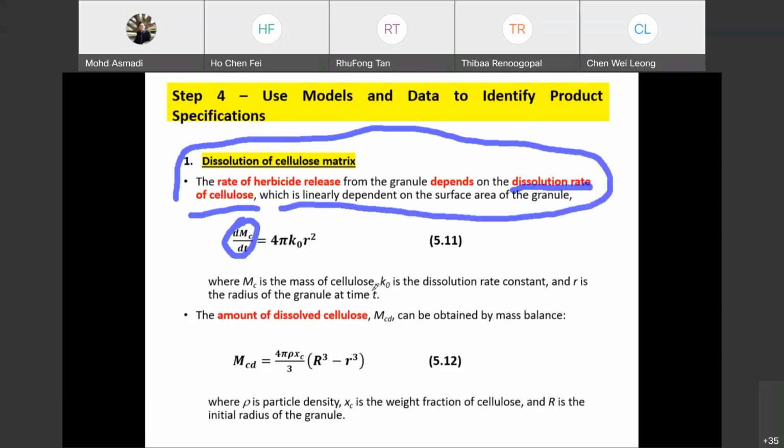So MC is the mass of the cellulose, K is the dissolution rate, and R is the radius. This one, MC along with the time. And then the amount of dissolved cellulose, MCD. This one we do for the dissolution of the cellulose matrix first. So it can be obtained by the mass balance. If you look here, there's a density of the particles, XC is the weight fraction of the cellulose.